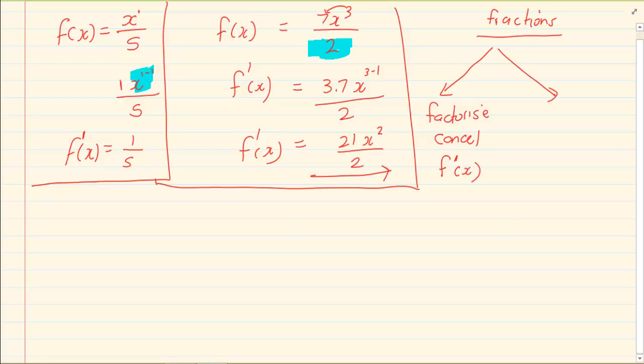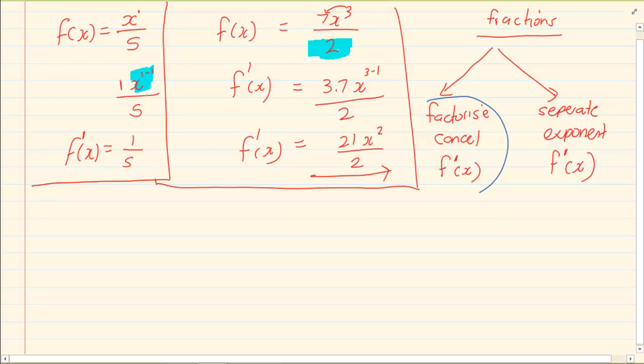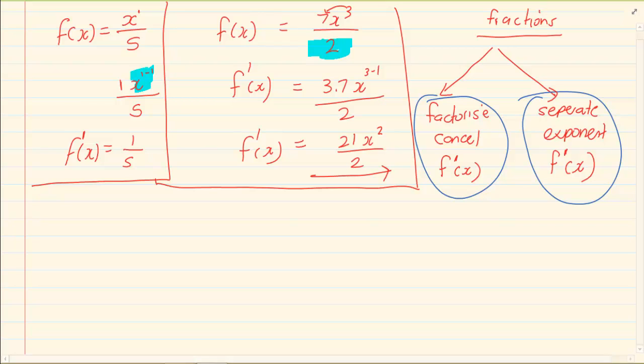Or you will separate, and then you would use your exponent rules to get non-fractions, or let's say non-unknowns at the bottom, and then you do the derivative. Now how can you tell between these two? How do you realize, when do I use this rule and when do I use this rule? Now there isn't a hard and fast rule, but the norm is usually you're going to always try to factorize. This is your first option, and this is usually your second option.